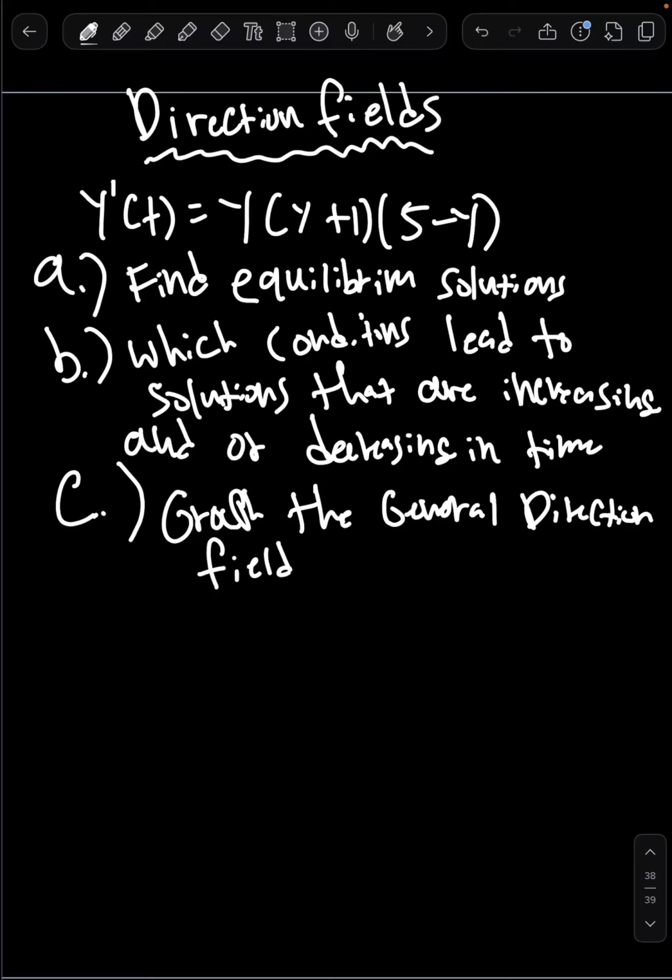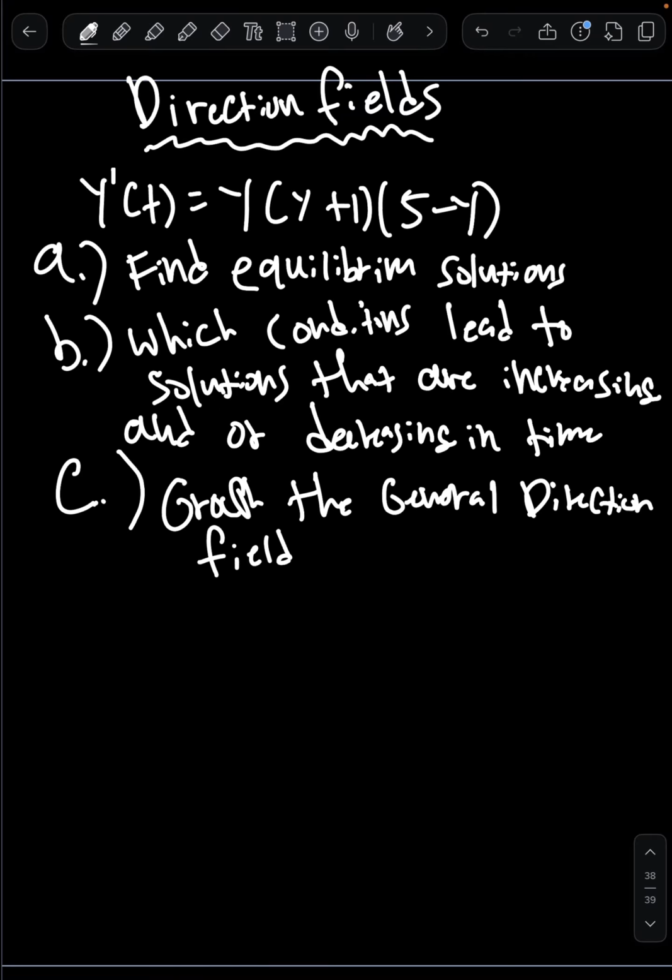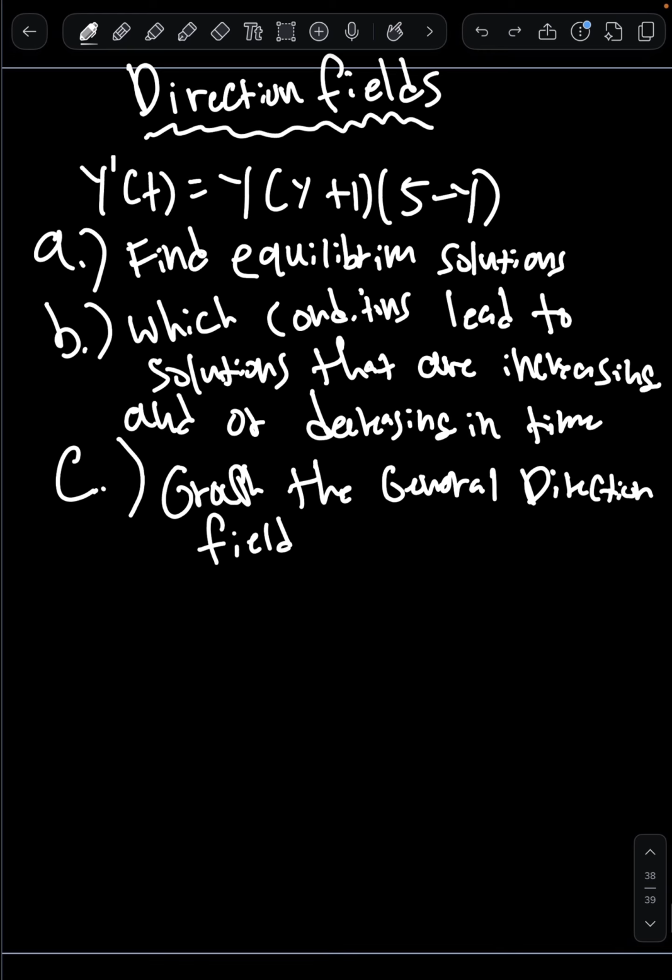In today's video, we will be learning how to solve direction fields for Calculus 2. So let's start out with this equation here. It says that y prime of t is equal to y times (y plus 1) times (5 minus y). And the question wants us to find the equilibrium solutions, the conditions that lead to solutions that are increasing and decreasing in time, and it wants us to graph the general direction field.